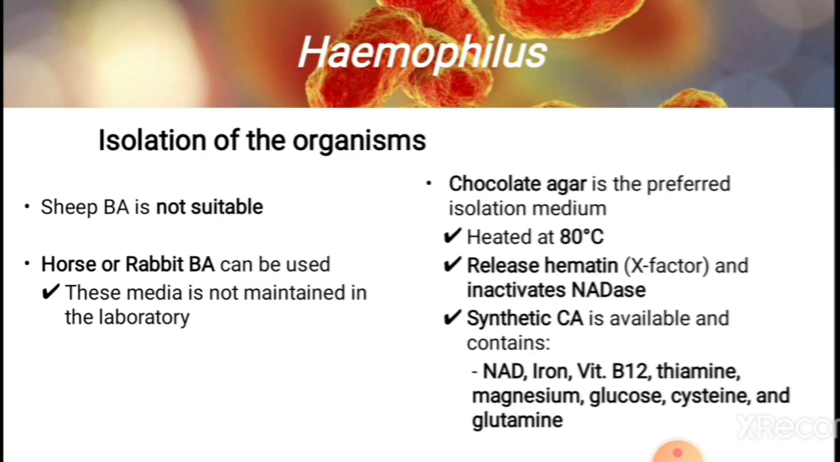Next, we also have our culture media. Sheep's blood agar is not recommended for Haemophilus influenzae due to the NAD requirement of the organism. Sheep RBCs release NADase enzyme, except when grown with Staphylococcus. So the best culture media to be used is horse or rabbit blood agar, because it has no NADase enzyme. But the most preferable culture media is the CAP or chocolate agar in order to release the X factor.